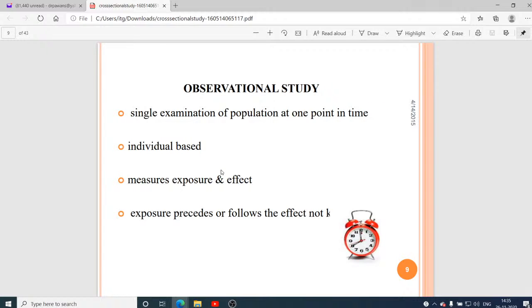Now, an observational study is a single examination of a population at one point of time. It is individual based, and it measures exposure and effect. Whether the exposure precedes or follows the effect is not known.